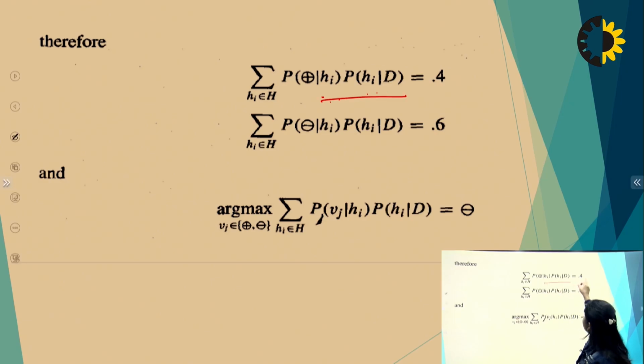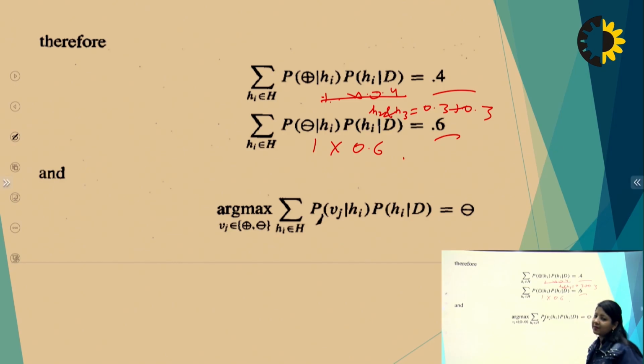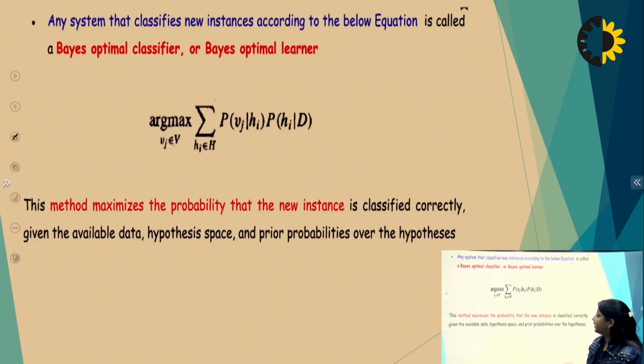First is this. So this probability is 1 into 0.4, this is 0.4, and this is 1 into 0.6 because there are two hypotheses, H2 and H3, having 0.3 plus 0.3. So 0.6 into 1. So what is the case? This is the negative, the highest probability is for the negative class. It means the new instance X will belong to the negative class. Fine. So this is the example here.